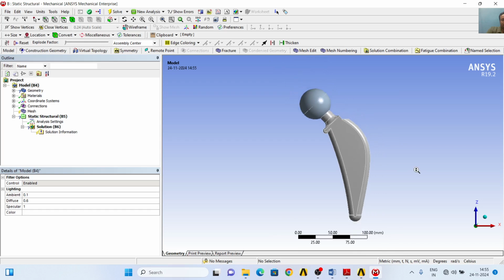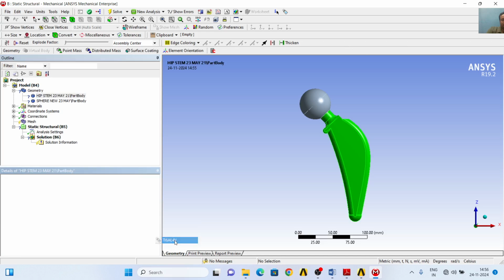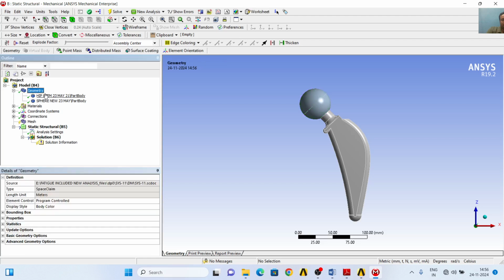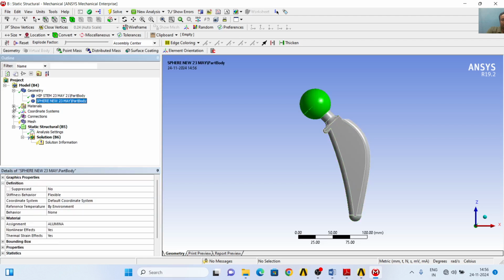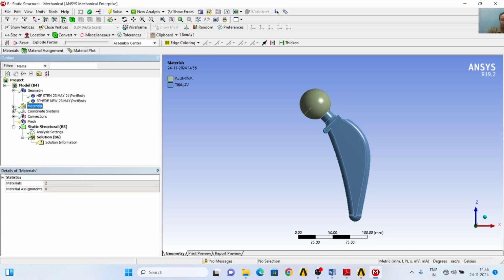So the geometry has been opened, and I will now create the material properties here. I will define material properties, and I will assign the hip stem the material titanium 6L4V and the sphere head the alumina material. Okay, so the geometry has been defined, and now I will go to materials. There are materials for viewing the mechanical properties of different materials, and I will minimize the step.